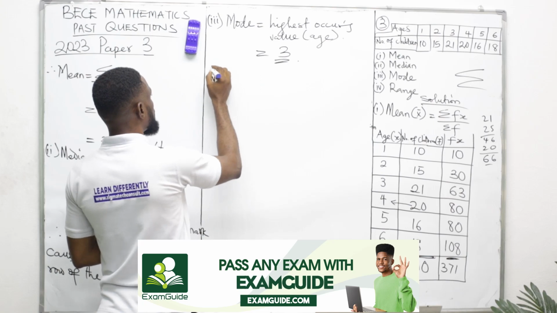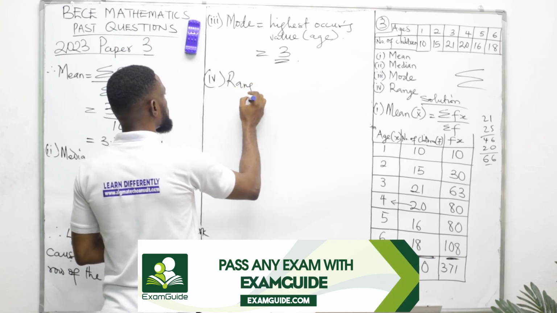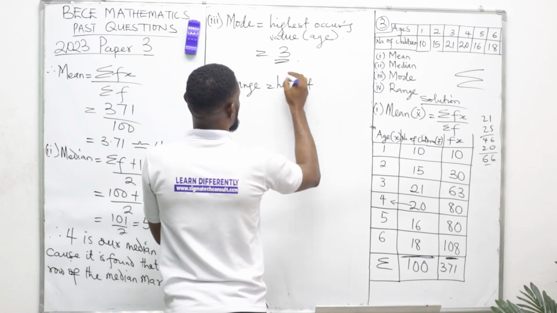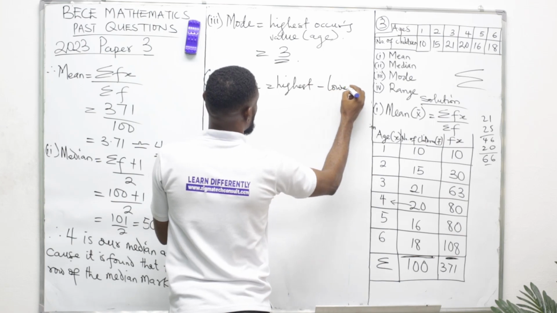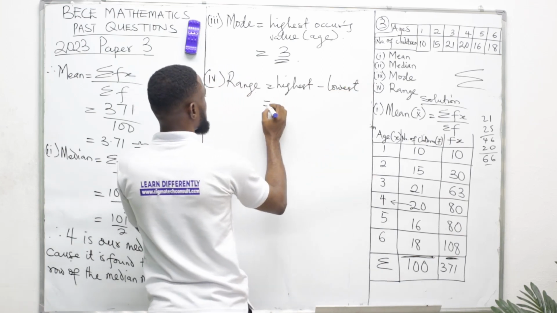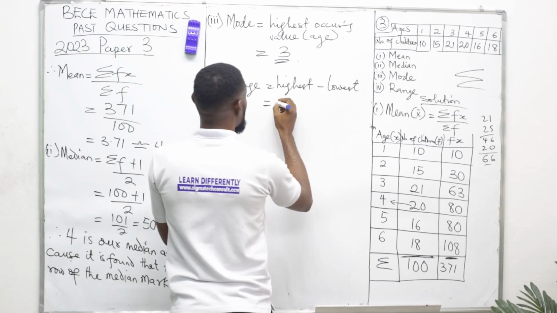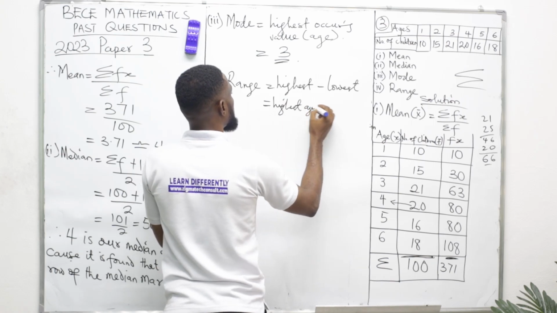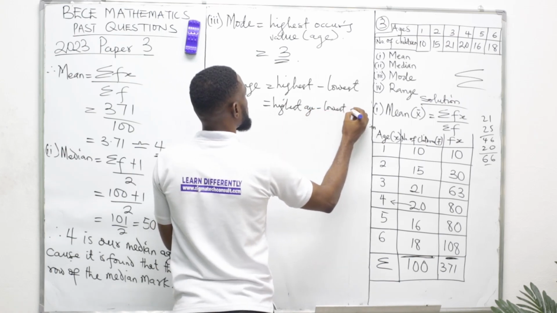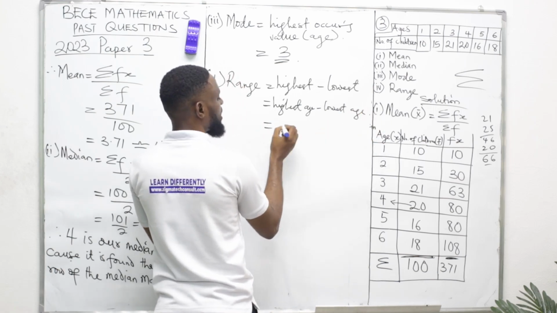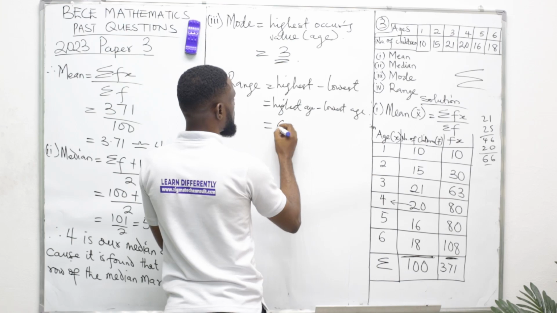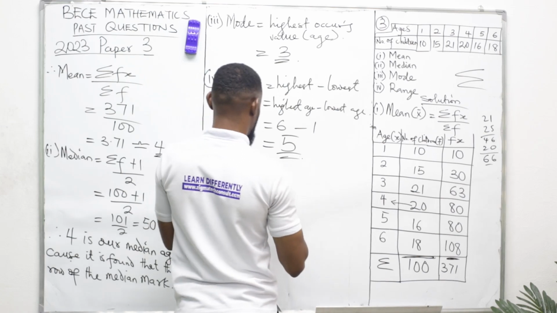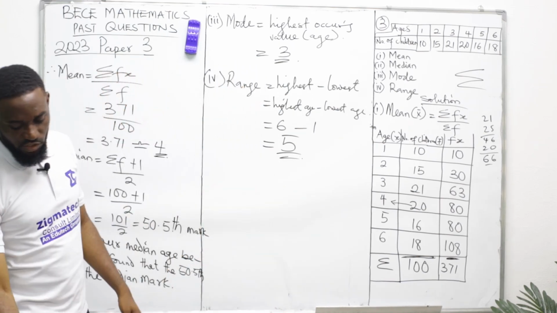Then the last one is the range. What is our range? Range is highest minus lowest. So in this case, we are talking about the highest age minus the lowest age. So the highest age there is 6, while the lowest is 1. So the range is equal to 5, right? The range is equal to 5.